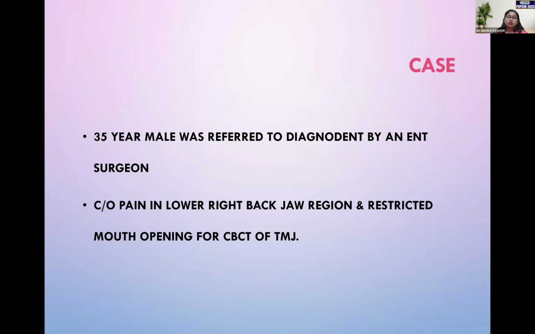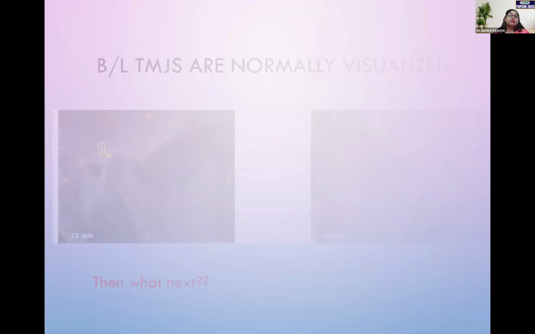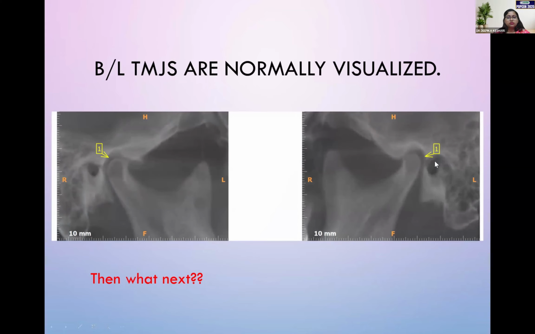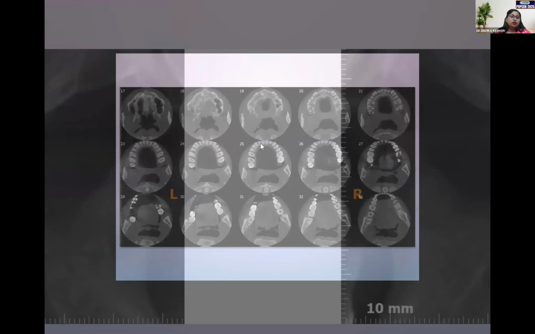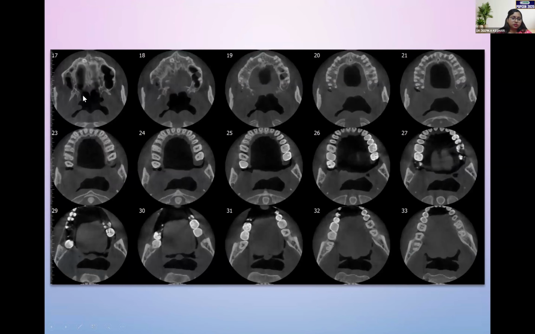The patient was advised to go for CBCT of TMJ. When we did CBCT of TMJ, we could see that there was no abnormality associated, but the patient was having symptoms. So what could be the reason why the patient was not able to open his mouth for so long? So we decided to go for a full both jaw CBCT.